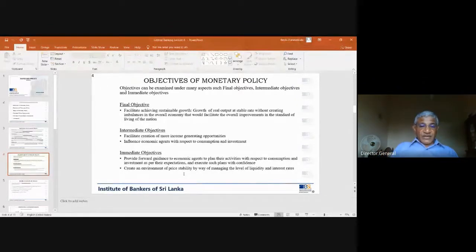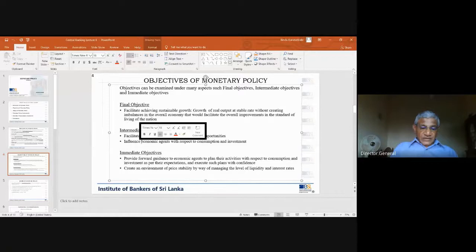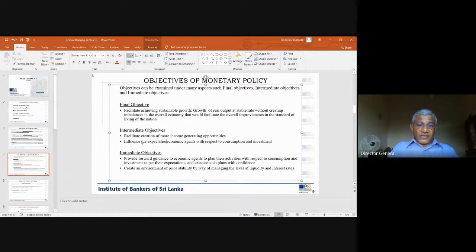Influence, I'm sorry, we have to correct this a little bit. Influence, let me write it correctly. Influence the expectations of economic agents with respect to their consumption and investment plans, actually.